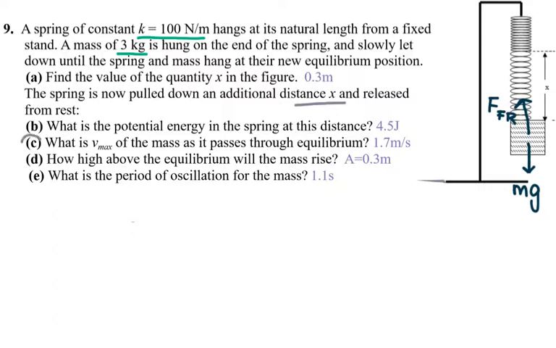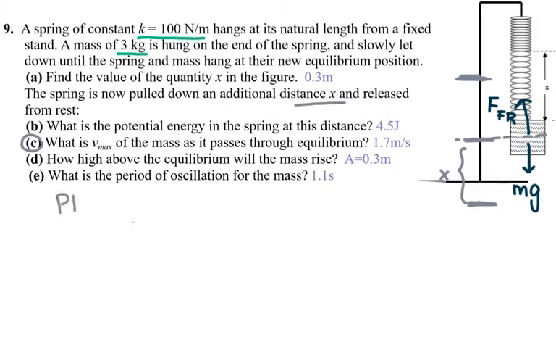The next one is, what is the maximum velocity of the mass when it passes through its equilibrium? So the mass is pulled down a certain distance x additional, and then it comes back. It will have zero velocity at this position and maximum velocity at this position, zero velocity back here, and then it will just oscillate there and back.